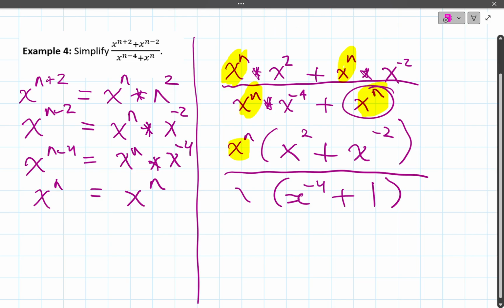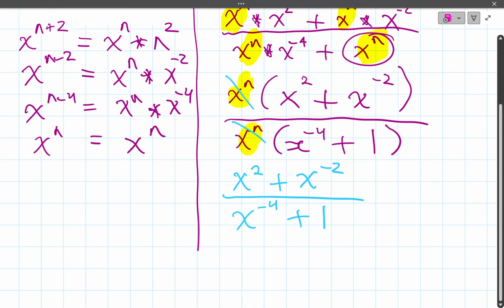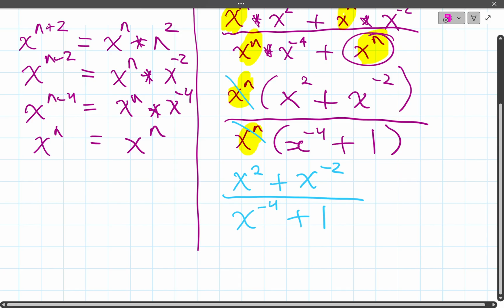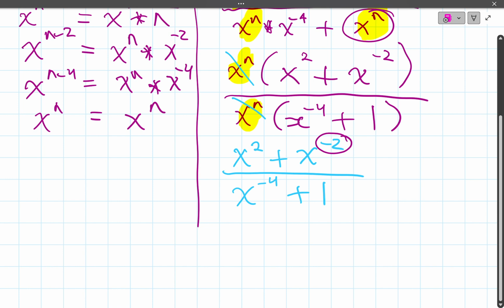Now, I'm going to see that I've got this common factor of x to the n, and I'm actually going to cancel this out. Let's use blue. Cancel those, and I'm left with x squared plus x to the power of negative 2 over x to the negative 4 plus 1. And these are not like terms, so people get confused. A lot of people who've tried this one say that this is x to the power of 0. No, it's not, because we're not multiplying those indices, we're adding them. So we can't do that.